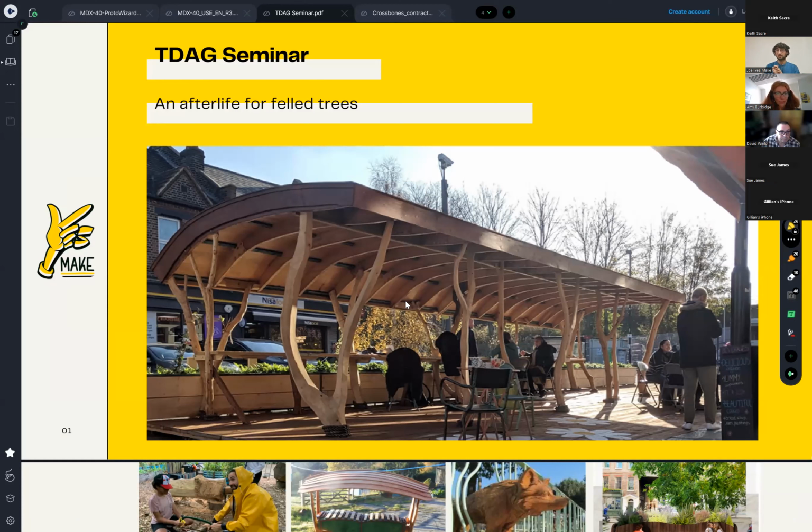So yeah, an afterlife for felled trees. My background, I came from a local authority background, working across different authorities in London to deliver fairly controversial large-scale public realm changes around low traffic neighborhoods, large-scale cycle infrastructure, pedestrianisation schemes, and the like. And I think through this presentation, it might become apparent why I chose to move off and found Yes Make a couple of years back now, but I'll take you through it.